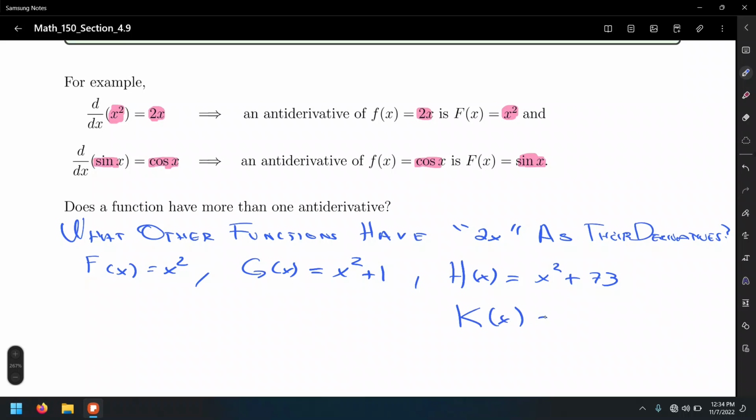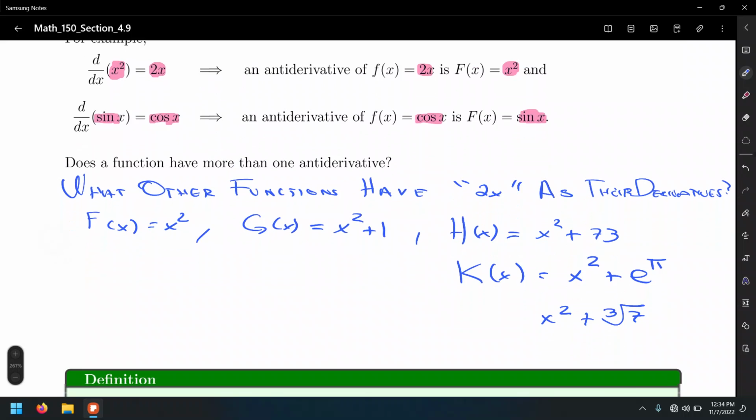Big K of x. How about x squared plus e to the pi? Well, e to the pi is just another number. It's a constant. You can have your favorite integer, x squared plus the cube root of 7, maybe your favorite number, and it's not limited to rational or irrational. It can be anything. All right?